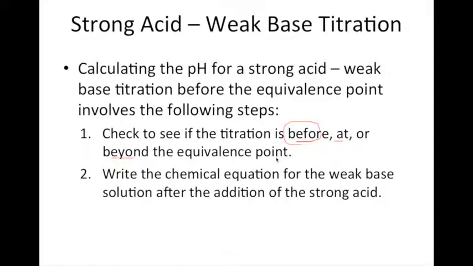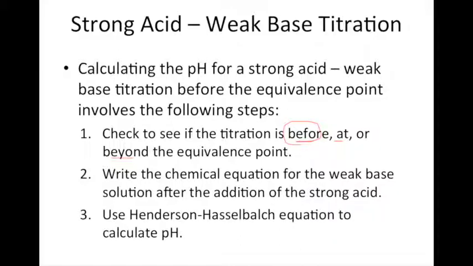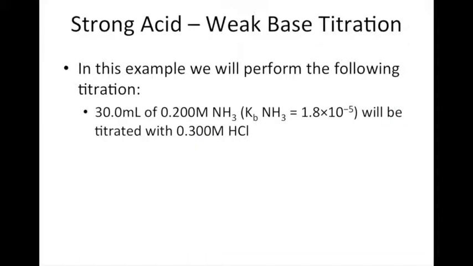Second, we need to be able to write a chemical equation for the weak base solution after we've begun to add our strong acid. And then, as we'll see, we set up a buffer solution at this point in the titration. So we use the Henderson-Hasselbalch equation to calculate the pH. So in this video, we're going to be showing you an example titration under these conditions. So take a second and write these down so you can follow along with the video.